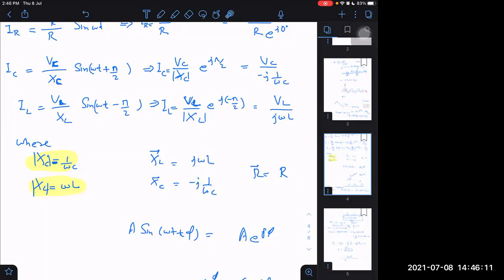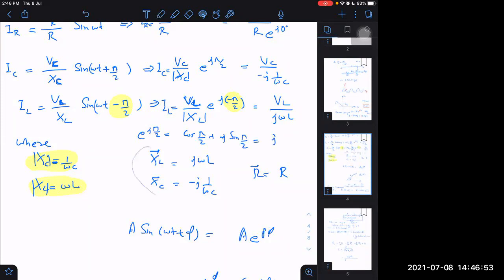Sir, why are we writing j into omega L for the XL vector? See, understand one step at a time. It is minus pi by 2, so I can write here minus pi by 2, right or not? Now, e raised to power j into pi by 2 will be equal to cos pi by 2 plus j into sine pi by 2, which will be equal to j only, right or not?